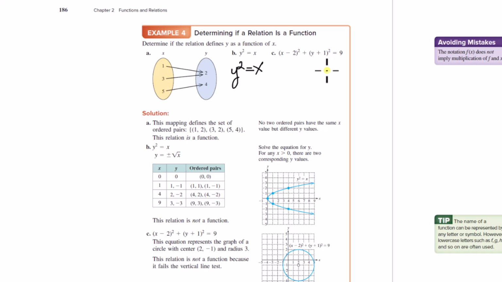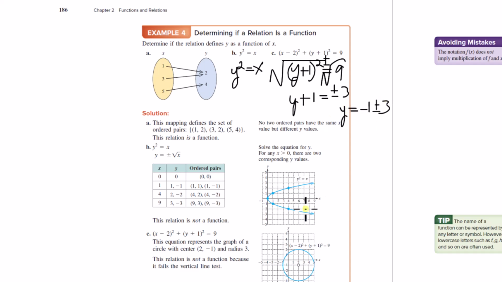You could draw a vertical line through 2, and it's going to pass through 2 points of a circle. But we can also look at the equation and see that if we picked an x, let's say x is equal to 2, we're going to be left with what? (y + 1) squared is equal to 9. Square root property: y + 1 is equal to plus or minus 3. y is equal to -1 plus or minus 3. It's 2 points corresponding to one input, so no.